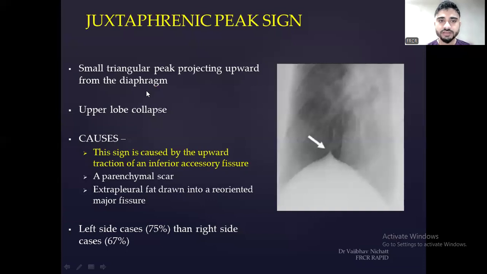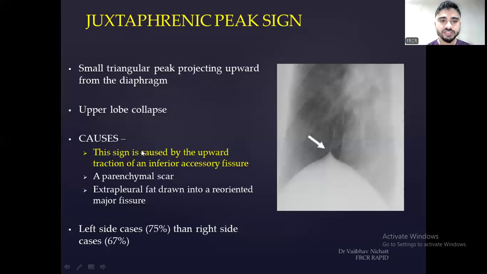Coming to the next sign, which is the juxtaphrenic sign. This is the dome of the diaphragm, and you can see a triangular opacity with the apex pointing superiorly. This is seen in upper lobe collapses, and may be seen on the left side and right side as well. And how can you identify the juxtaphrenic peak sign? It is a small triangular peak projecting upwards from the diaphragm.